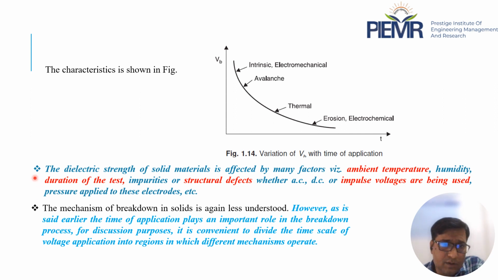The dielectric strength of solid materials is affected by many factors like ambient temperature, humidity, duration of the test, impurities or structural defects, whether AC, DC or impulse voltage is being used, and pressure applied to the electrodes. All the factors which we have discussed above will affect the breakdown of the solid dielectric. The mechanism of breakdown in solids is again less understood, as for liquid dielectrics.